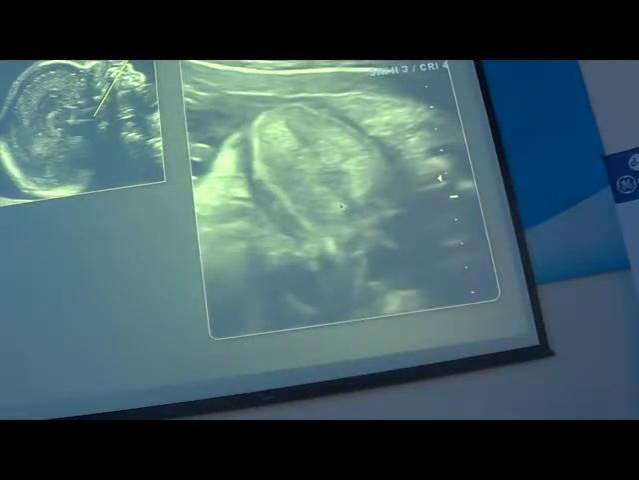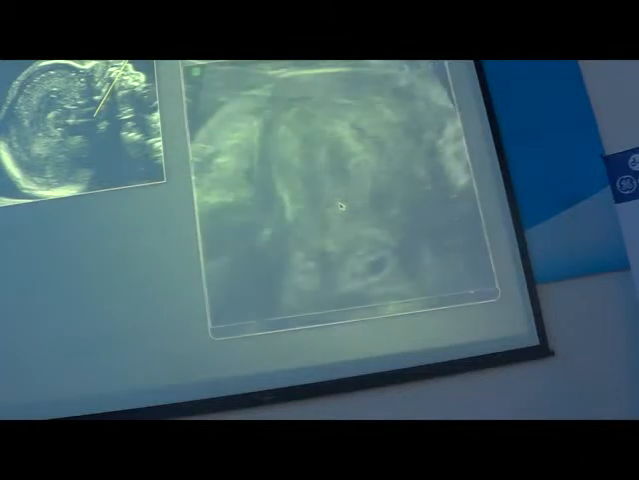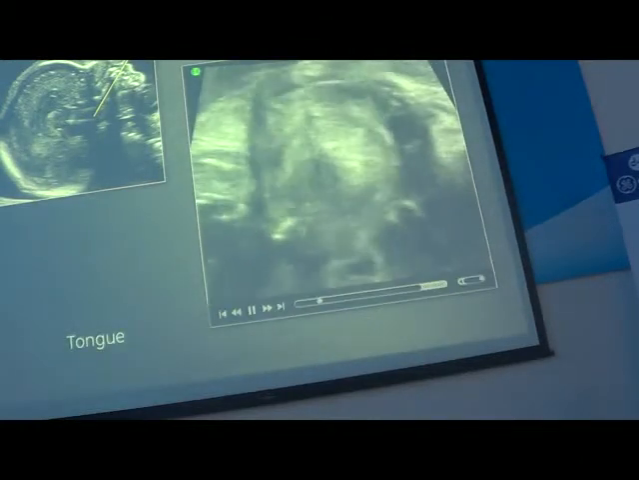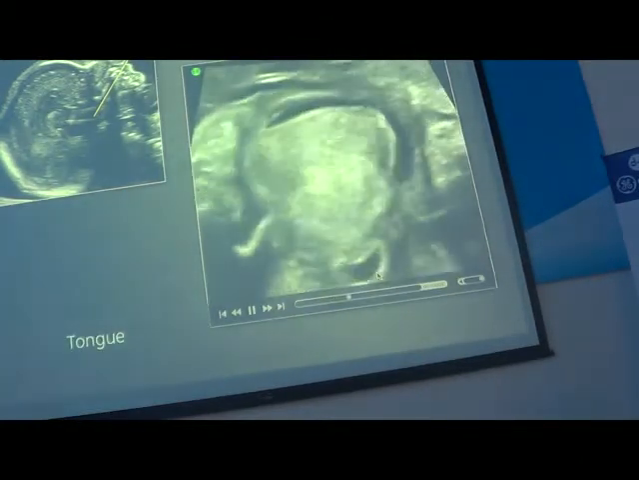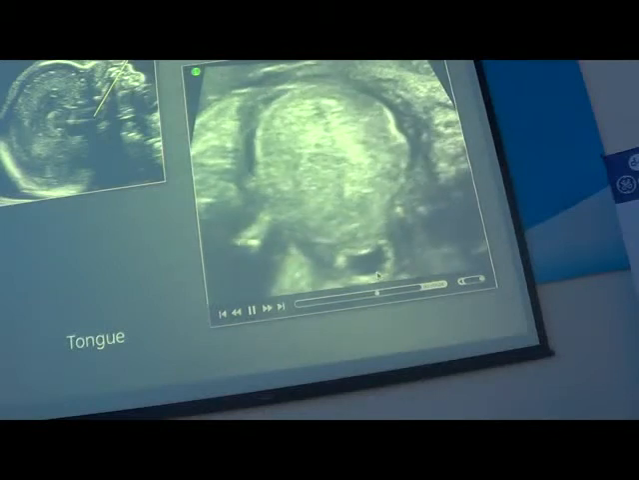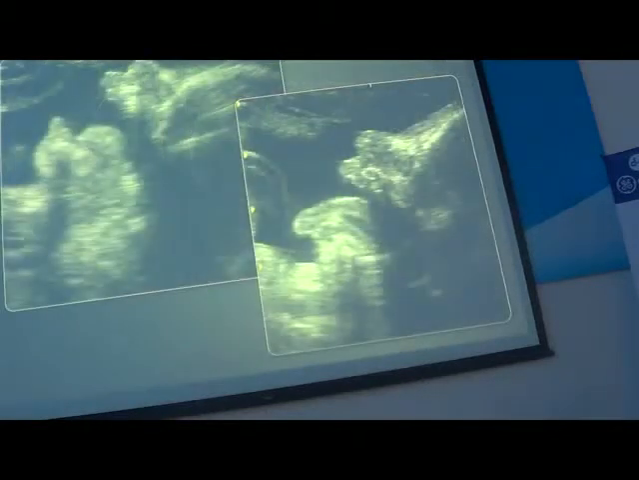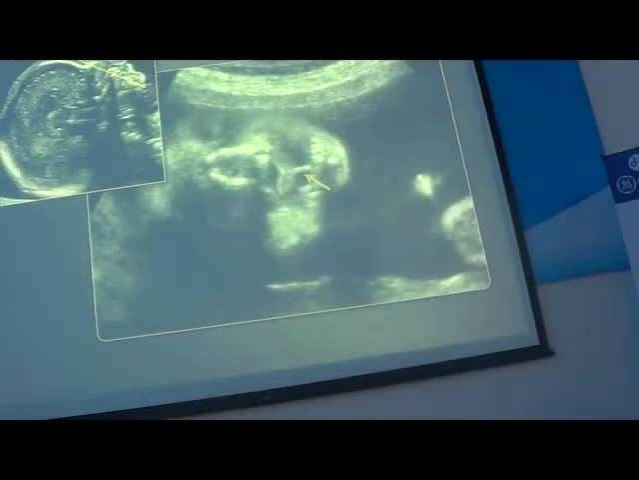The tongue, and movement of the tongue. Sometimes you can see the baby yawning, and sometimes the tongue is at the back or protruding outside. This is the frenulum of the tongue.